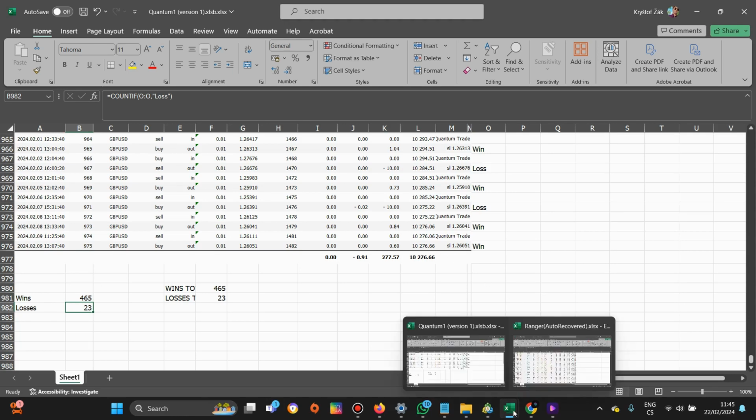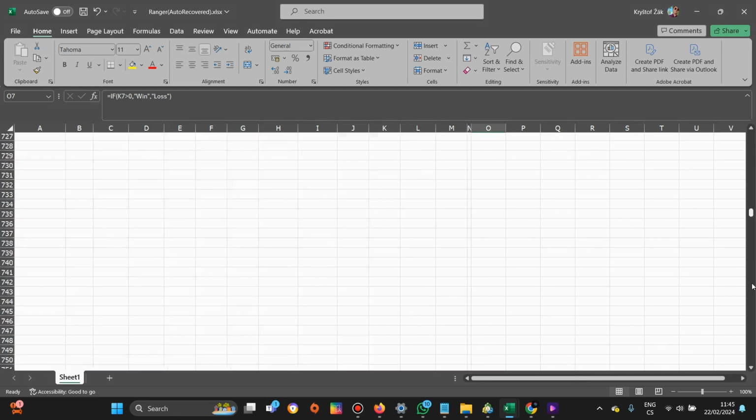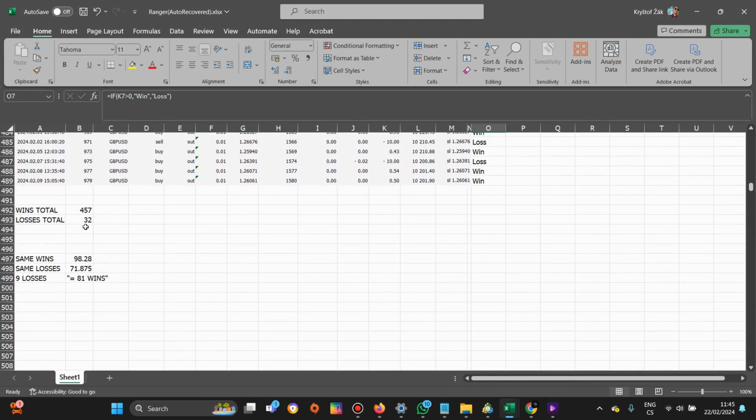Then I did exactly the same thing for my EA. In my case, the results were this: I had 457 winning positions, so that's 8 less than the Quantum EA, and then 32 losing positions. So that's 9 more than the Quantum EA.